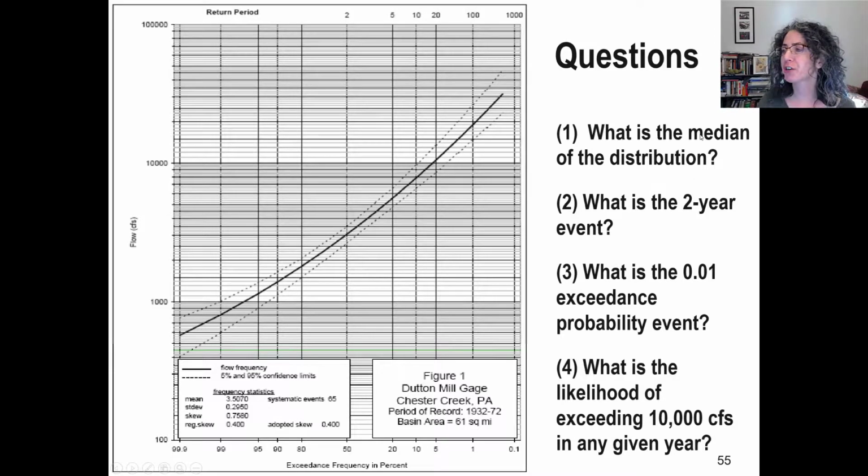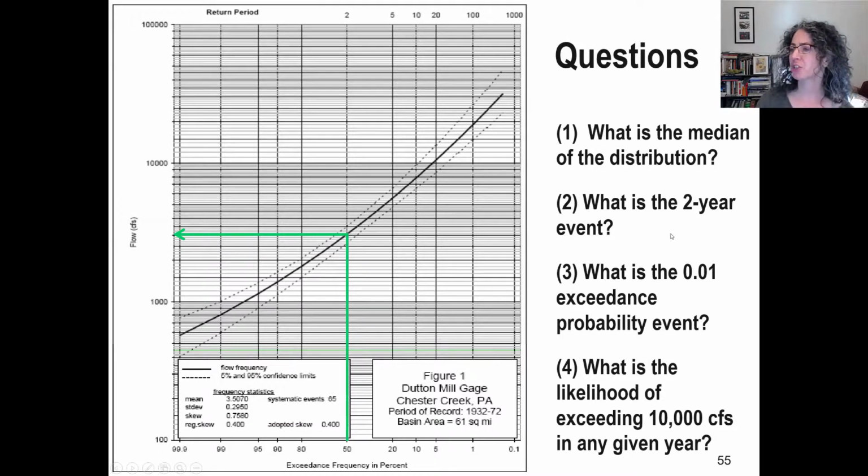So the first question here is, what is the median of the distribution? If you recall, the median is the value for which half the likelihood is above and half the likelihood is below. So that would be the 50% exceedance. So we come along the bottom to the 50%, up and over, and that's about 3,000.